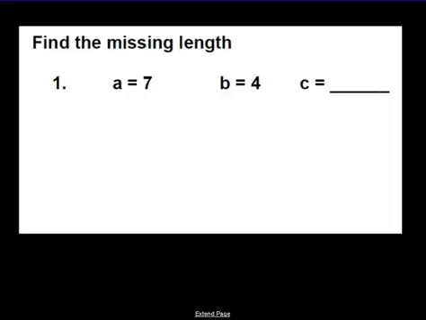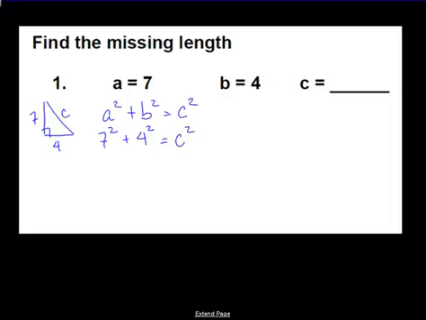I'm looking for my missing side of my triangle. If I draw just a quick triangle here, this side would be 7, this side would be 4, and this would be my C. The C is the missing side. So my formula says to do A squared plus B squared, and that will equal my C squared. A in this case will be 7, so I have 7 squared. B in this case is going to be 4, so that's 4 squared. And C, well, it's going to be C.